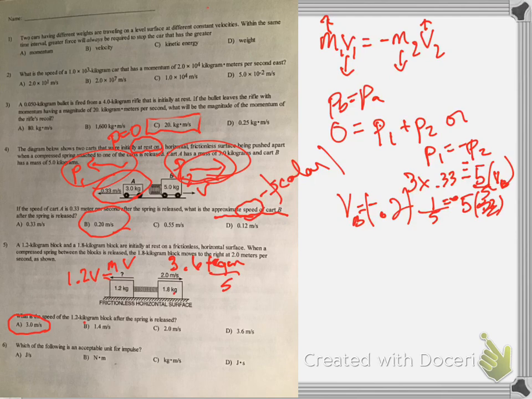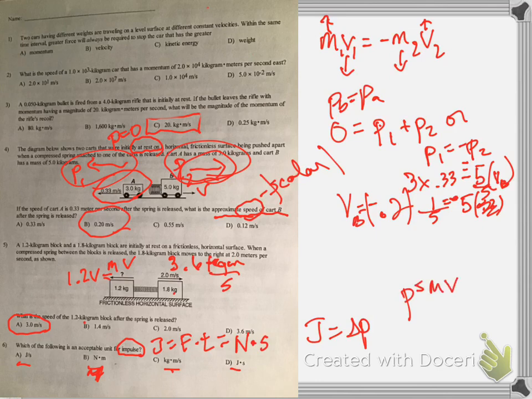Next question is asking what's the unit for impulse. Take your time. Impulse is force times time, which would be Newton times seconds. Okay, so you don't make it up and pick this one because it's got a Newton in it. J is also equal to delta P, and P is m times v. So the unit for that is kilogram meter per second, which is answer C.